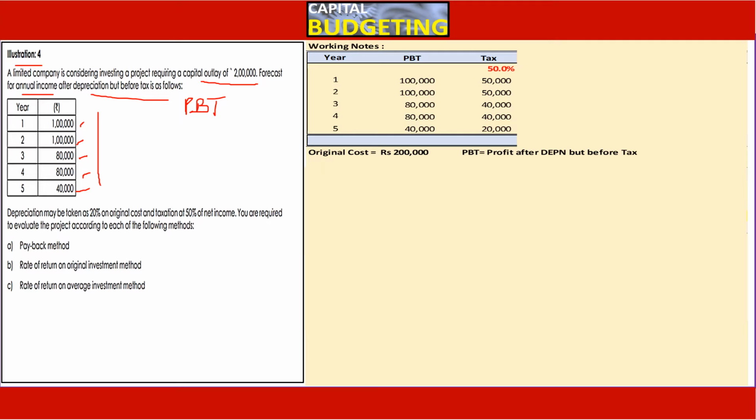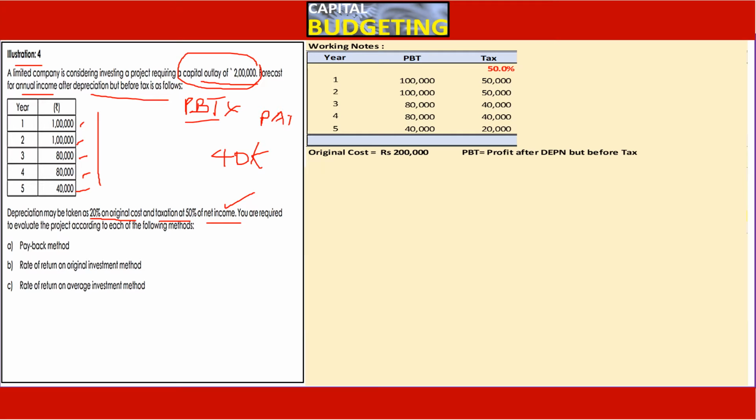Then what does it say? Depreciation may be taken as 20% of original cost. What is the cost? Cost is the capital outlay, 2 lakhs is the investment. 20% of it is 40,000, the annual depreciation. And taxation is 50% of net income. Net income is nothing but profit before tax. After you deduct 50% tax, the balance is PAT. To PAT, you add depreciation to derive the cash flow.